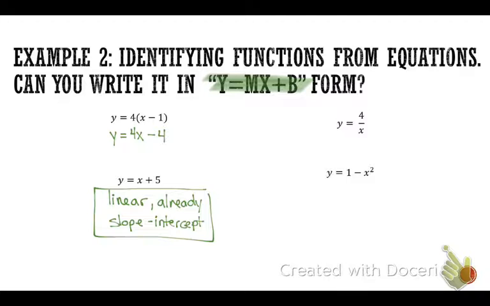Is there anything else I could or need to do, or is this in slope-intercept now? Okay, so after I distributed, I evaluate. Do I have y by itself? Mx and b. So this is my work. This is my proof. It's linear. You have rewritten it now in slope-intercept form, and it's a linear function.